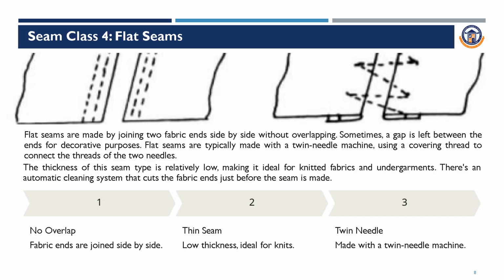No overlap, fabric ends are joined side by side. Thin seam, low thickness, ideal for knits. Twin needle, which is made with the twin needle machine.